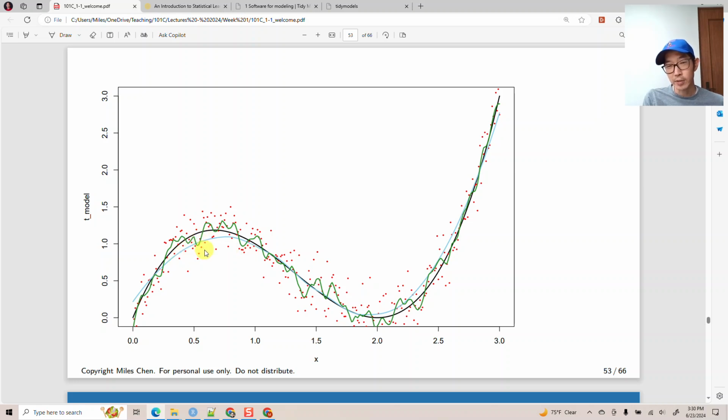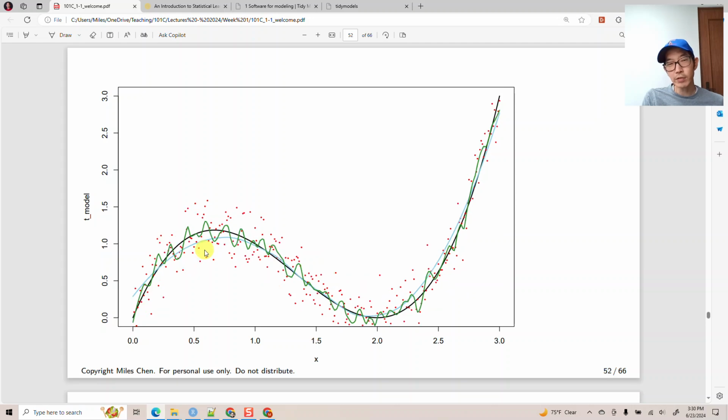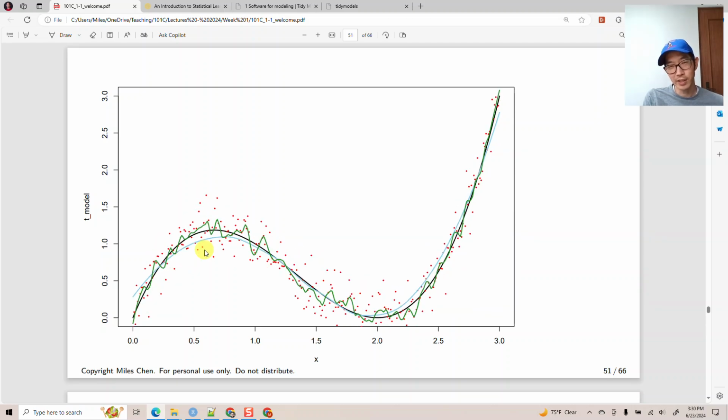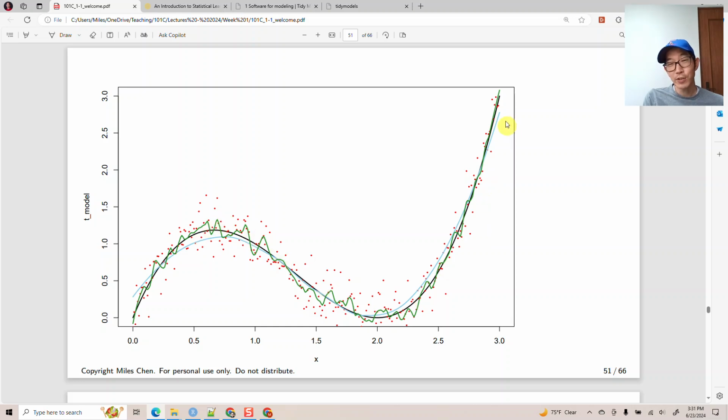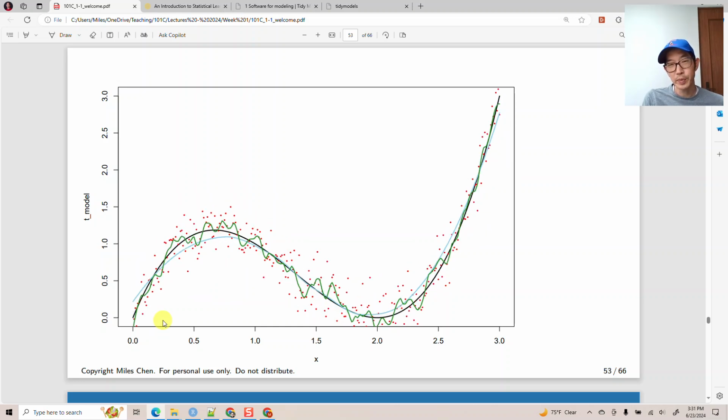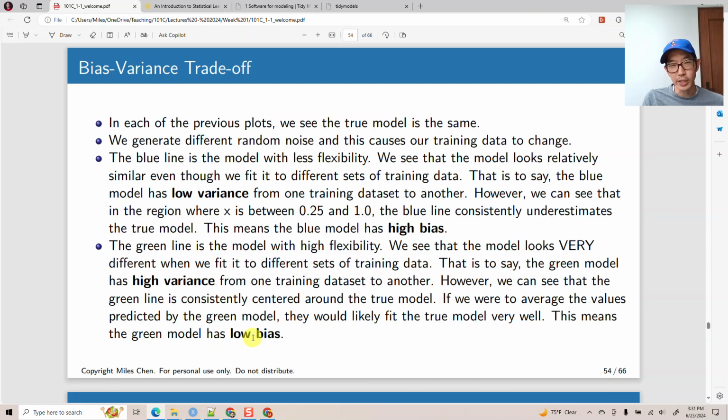There's bias there, okay? Whereas if you averaged all of the green lines, it would probably fit the true relationship, the black line, pretty well. So that would be your low bias. However, you see that the green line changes dramatically from one random data set to another, and so that indicates the high variance.